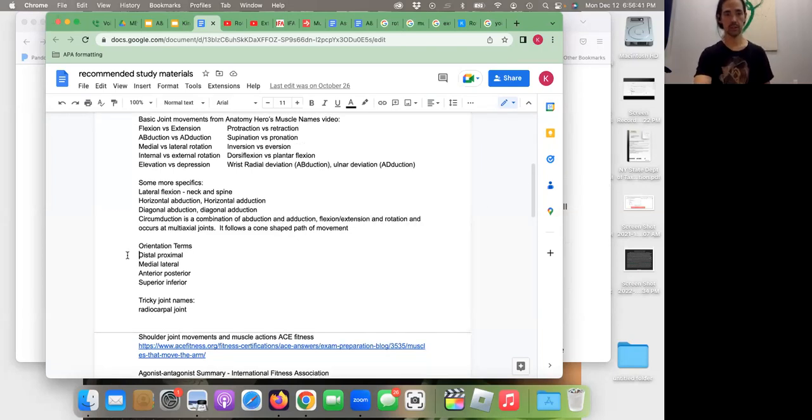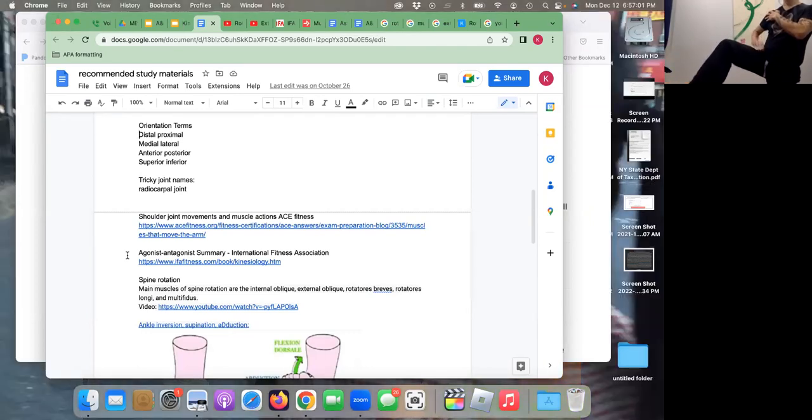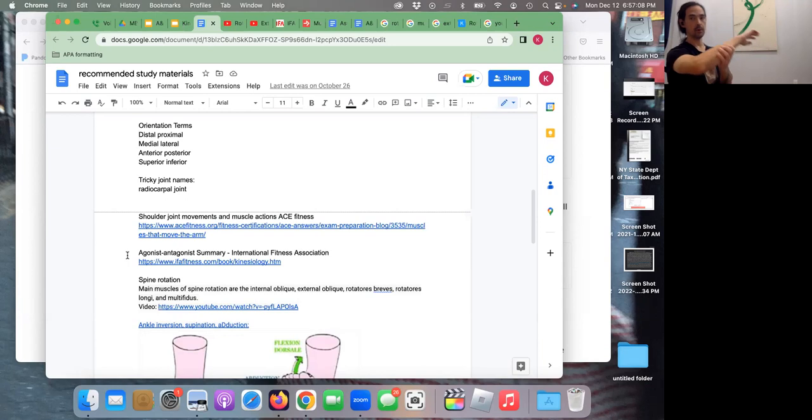Okie doke. Orientation terms. Distal and proximal. Distal aspect of the upper limb, proximal aspect of the upper limb. Distal aspect of the lower limb, proximal aspect of the lower limb. Upper limb, lower limb. Proximal, distal. For the upper arm, proximal, distal.